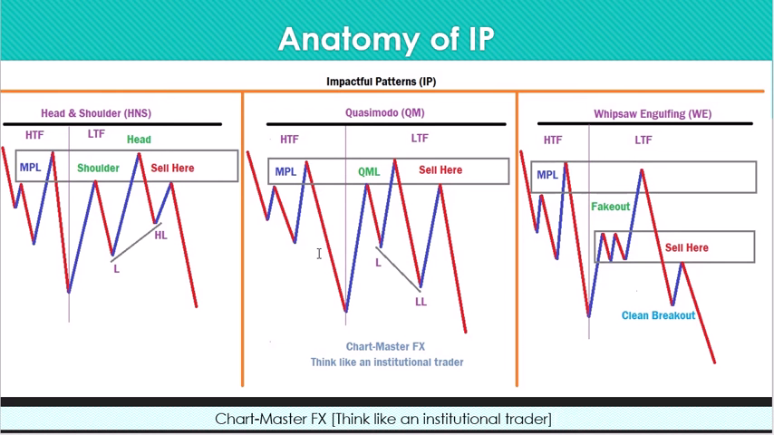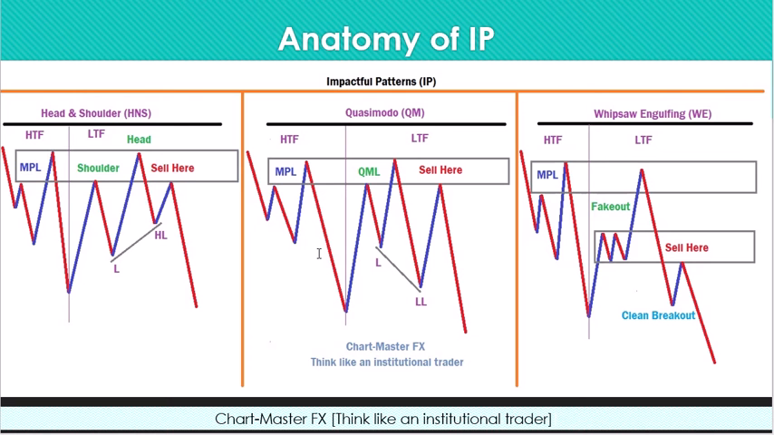So let's go to the anatomy of the impactful pattern. Generally in this course, we are only going to look at 3 impactful patterns, which is the head and shoulder, abbreviated as HNS, and we have the Quasimodo, which is the QM, and lastly we have the Whipsaw Engulfing. That's the shortcut for the Whipsaw Engulfing.